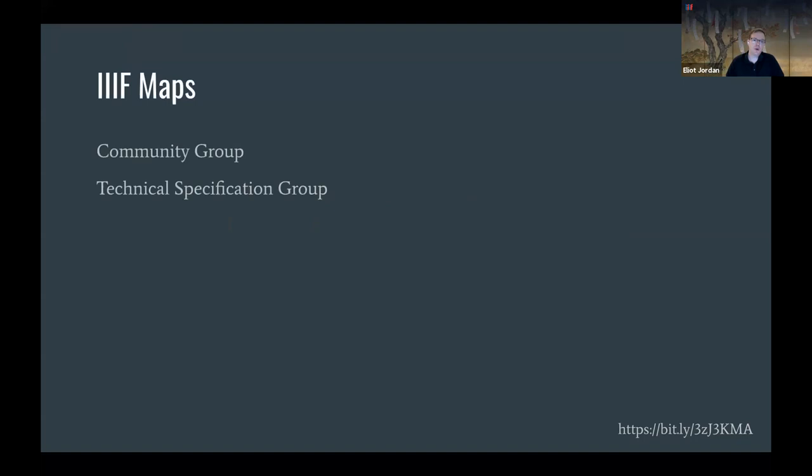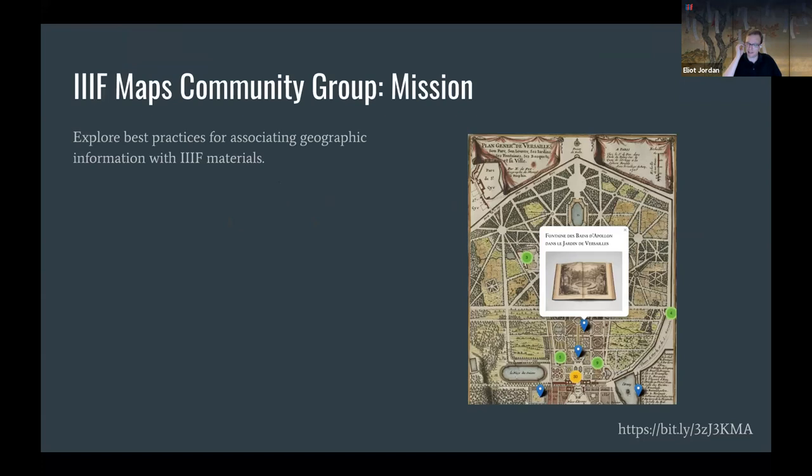The IIIF Maps community currently has two separate but related groups: the parent community group and a technical specification group. The community group is, as it sounds, a community-focused group with demonstrations and topics of general interest to the wider geospatial and IIIF communities. The primary mission of the group, according to our charter, is to explore best practices for associating geographic information with IIIF materials.